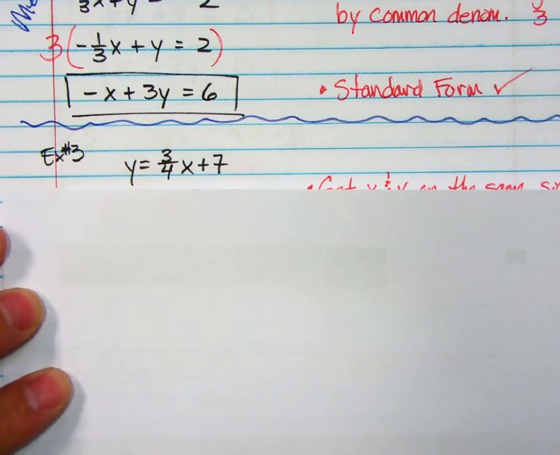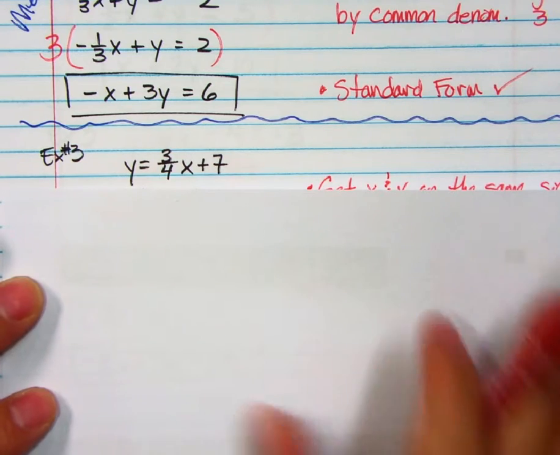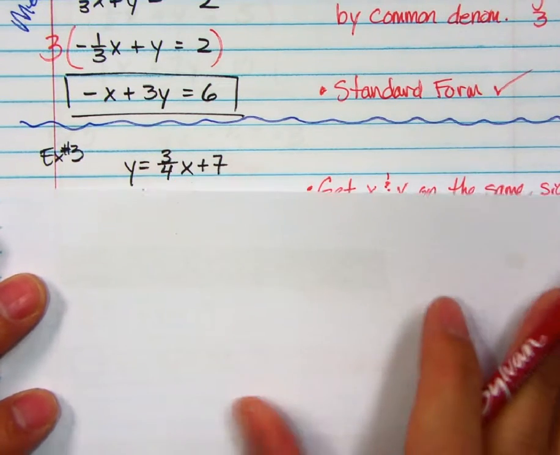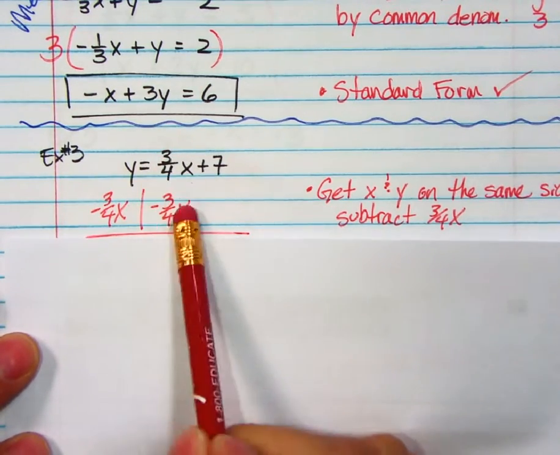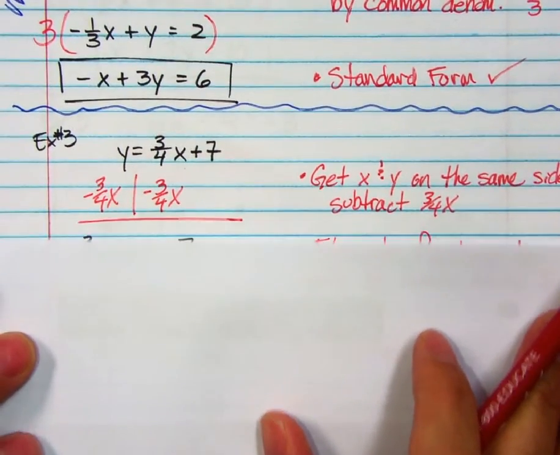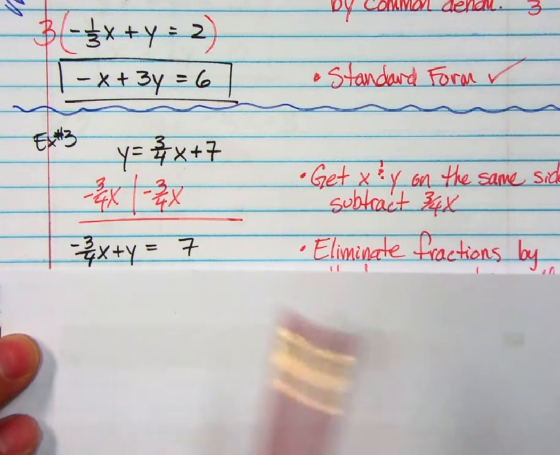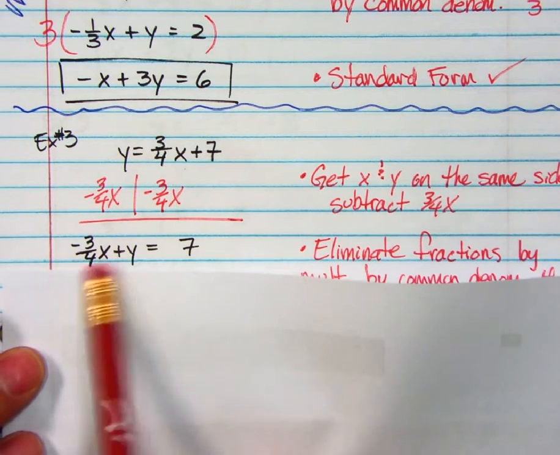Here's my last one. This was going to be a little bit more challenging. Go through the same steps. Here's that x. I got to move that thing, so subtract 3/4 x from both sides. That eliminates my 3/4 x on the right. I'm left with this. So close. I have x and y on one side. That's great, but I have fractions.